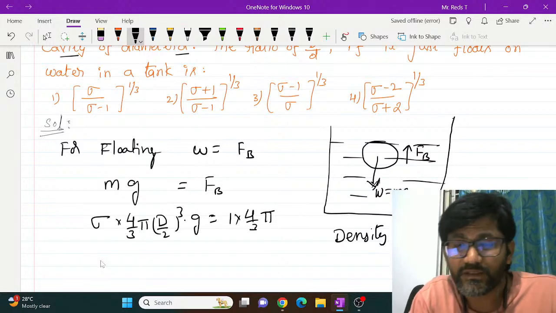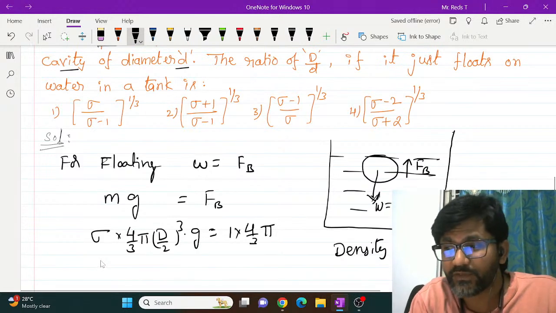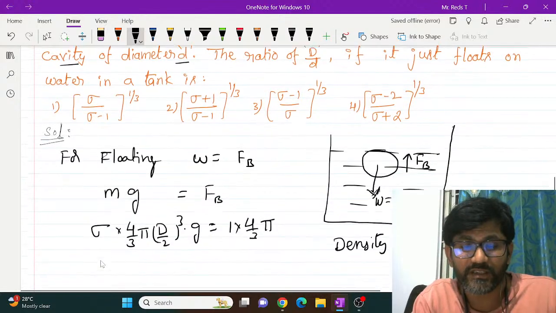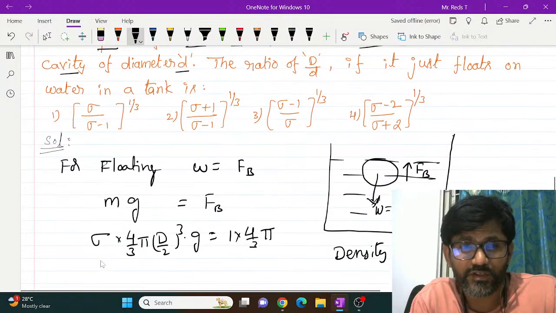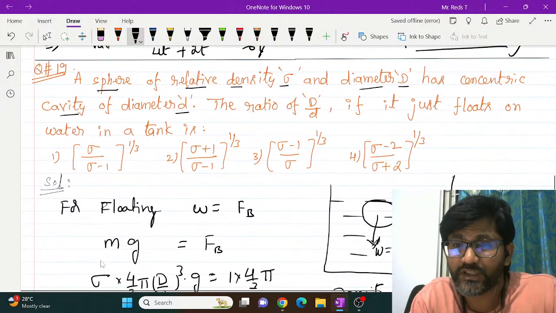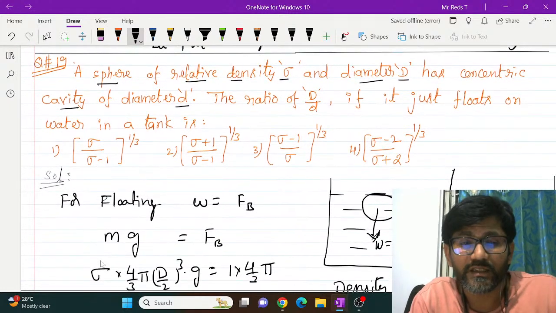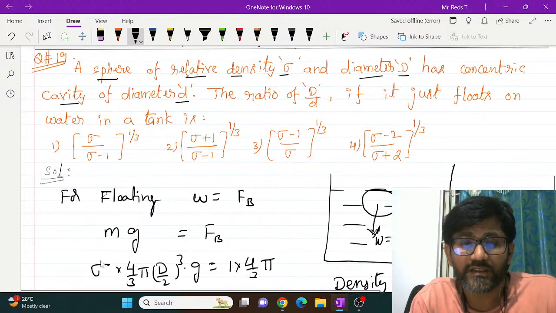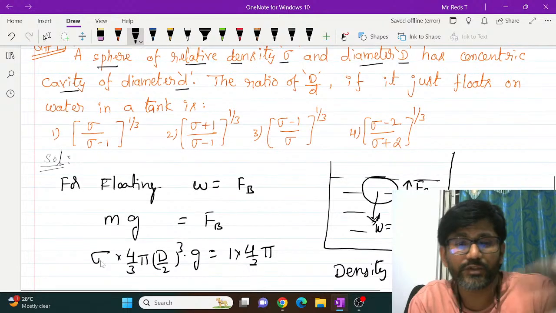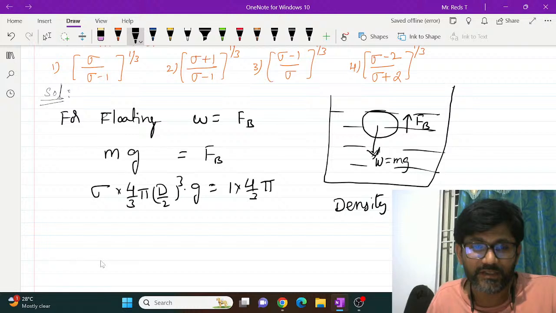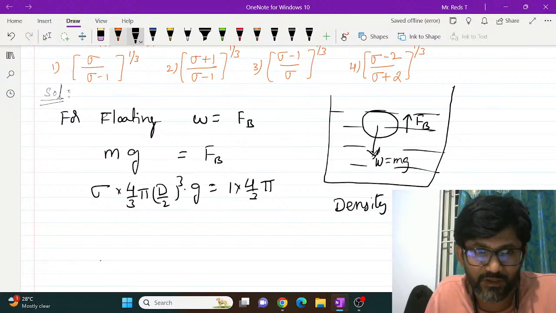So here one thing is given. Right, wait guys, one minute. I think we have made a small mistake. This is not a solid sphere, it is having a concentric cavity. So because of the cavity, the mass part due to the cavity you have to subtract. So we have to make a small modification.